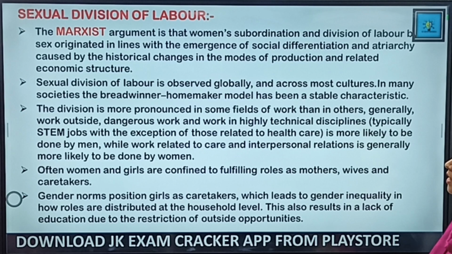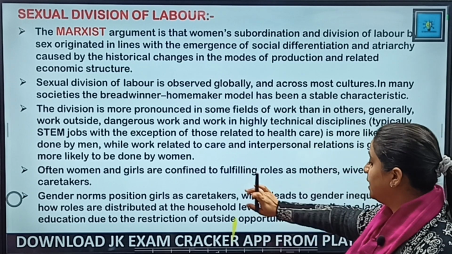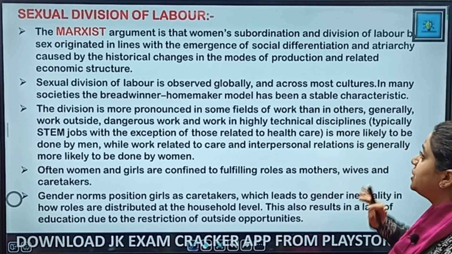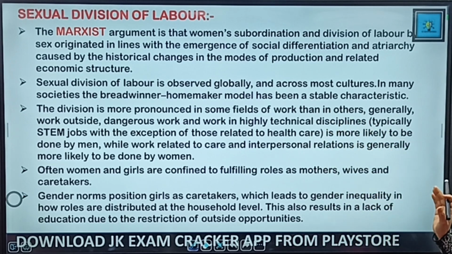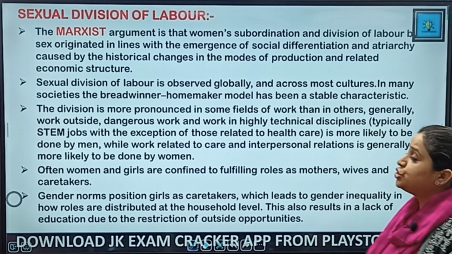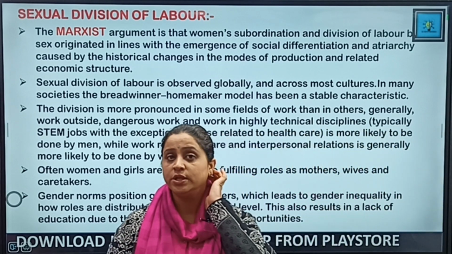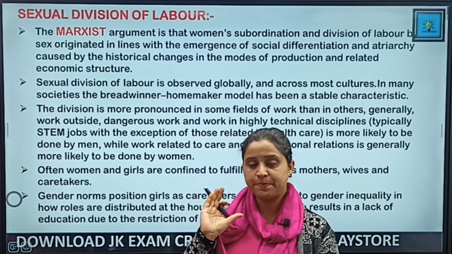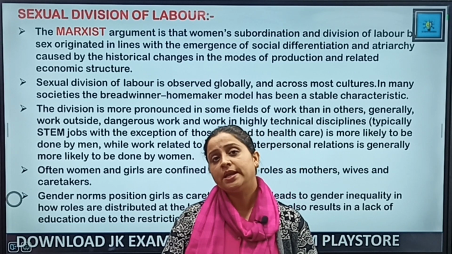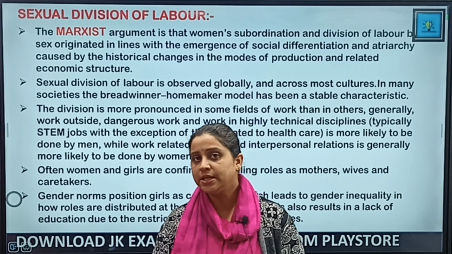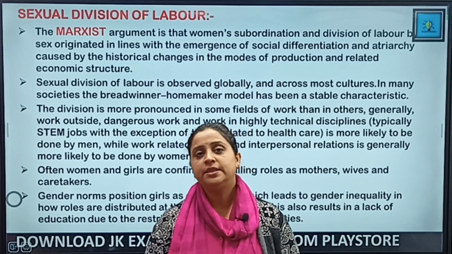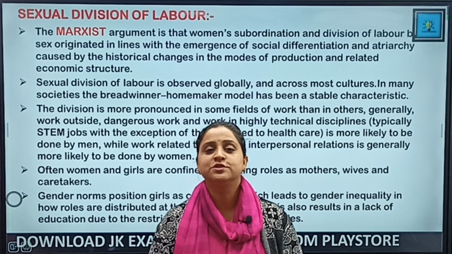Marxist लोग जो हैं, जो कार्ल मार्क्स की आइडियोलॉजी को मानते हैं, they argue that women's subordination and division of labor by sex originated because of the social differentiation on the basis of economy. Now, how do we understand the Marxist perspective of sexual division of labor? उनका कहना है कि विमेन की पोजीशन सबॉर्डिनेट इसलिए है क्योंकि हमारी सोसाइटी पेट्रियार्कल है मोस्टली, and these are the men that control the means of production.